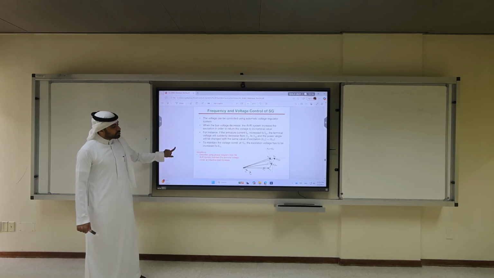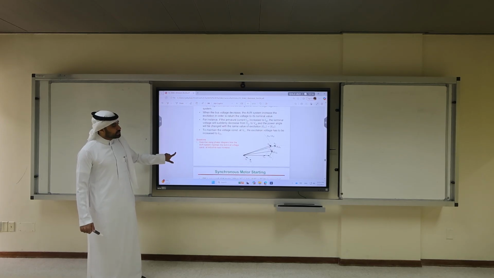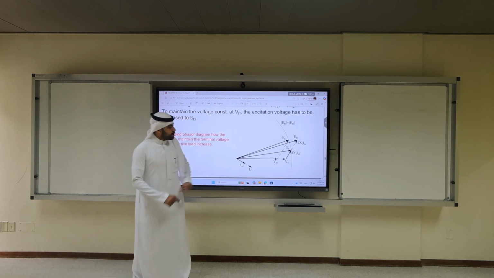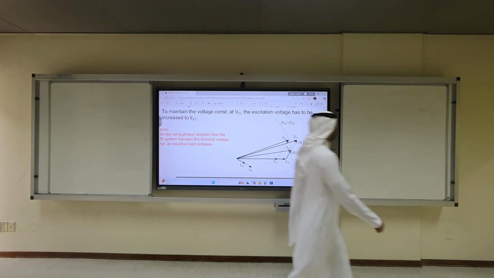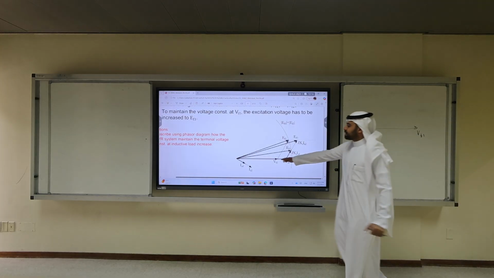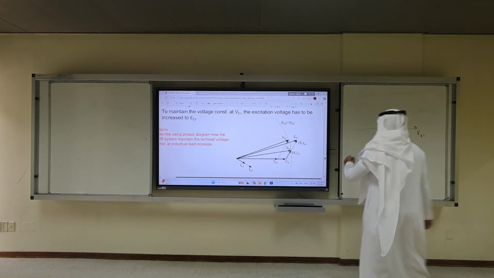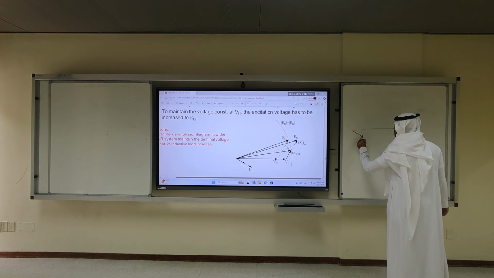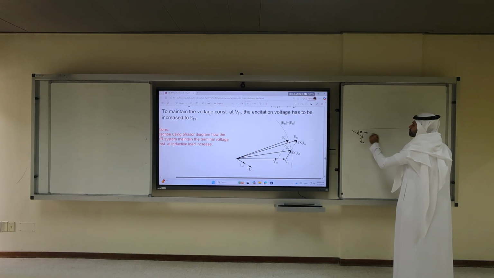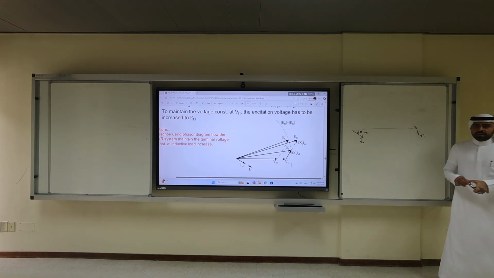Let's look at what you don't like, the phasor diagrams. Let's look at this phasor diagram. Say we have VT1. For VT1, I have I1. Is it leading or lagging? This is lagging. This is the angle of the power factor. And it's of course lagging because current lags the terminal voltage.